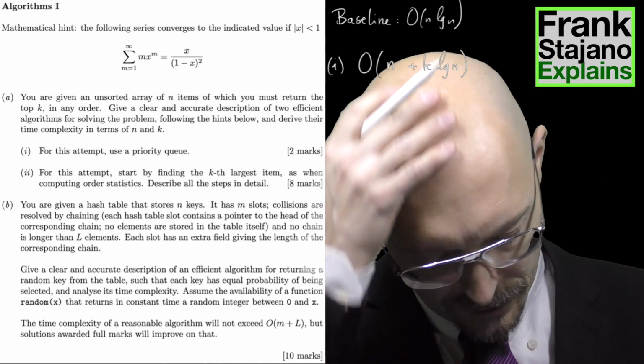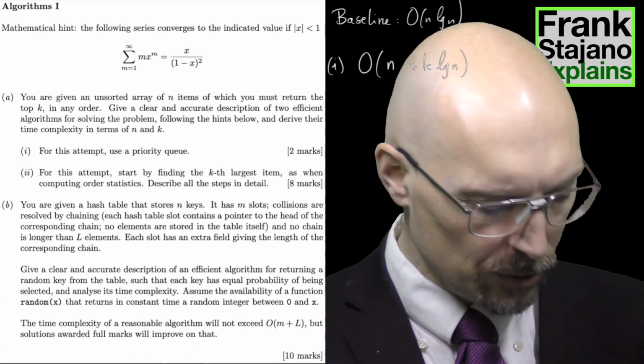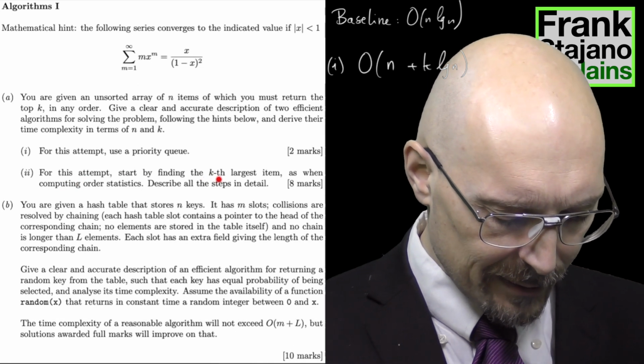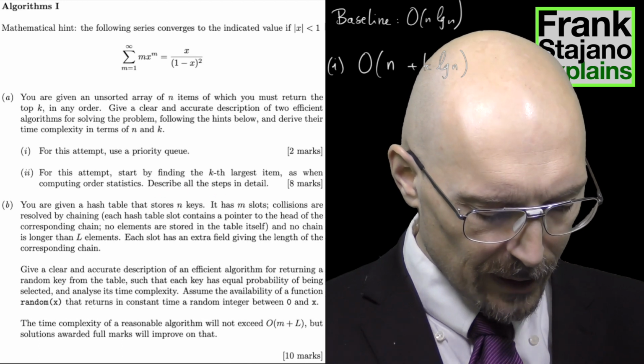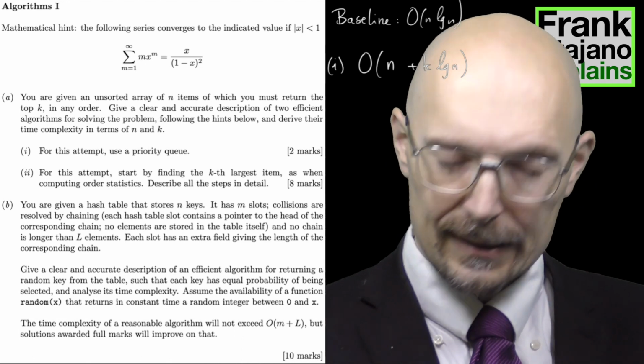Now I should be slightly worried that I have something which requests 8 marks. So that's usually the hint that I have to think harder. For this attempt, start by finding the kth largest item as when computing order statistics, and describe all the steps in detail. Right, okay, so well, I see where this is going.